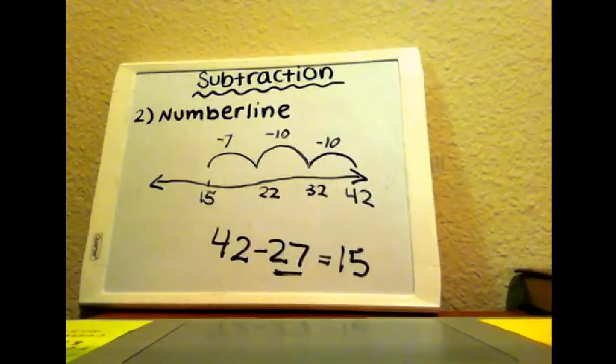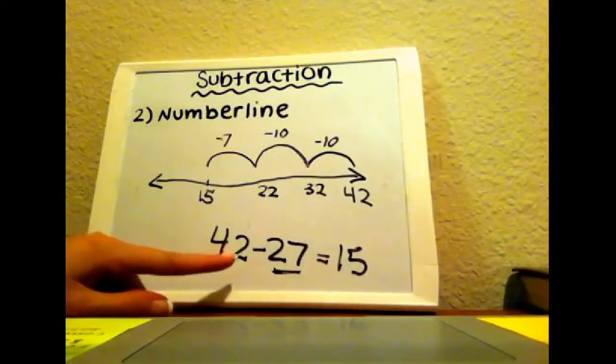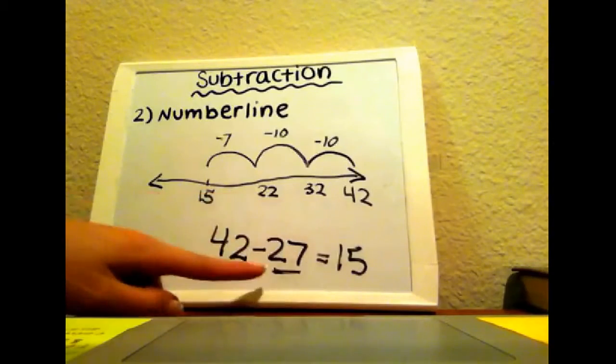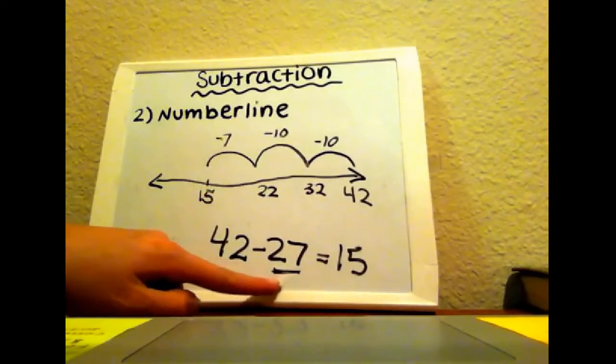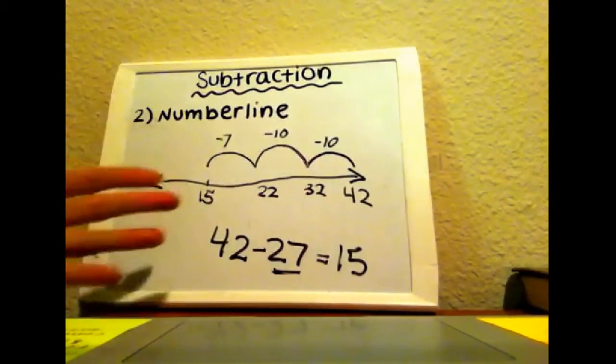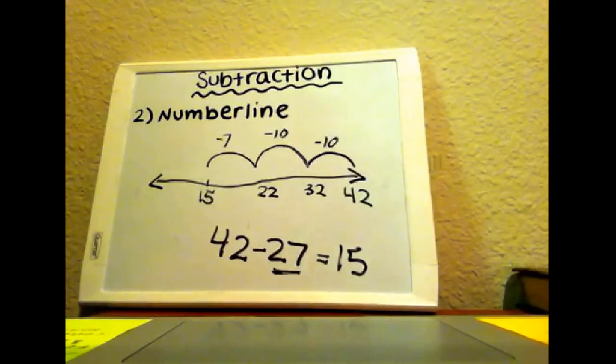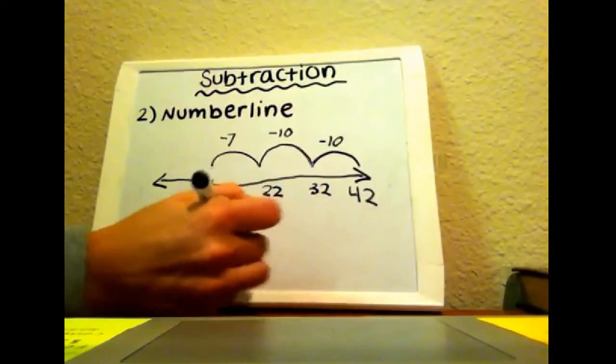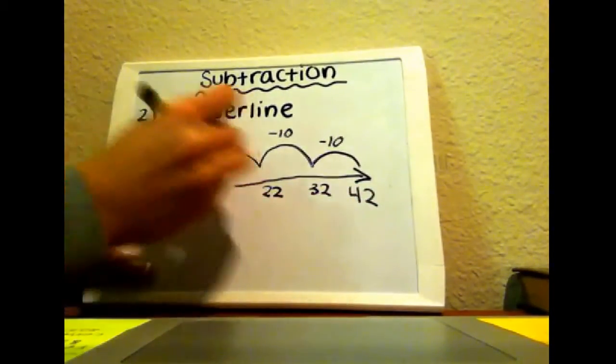So again, if you're dealing with bigger numbers, both two-digit numbers possibly, you just start at the bigger number that you're subtracting from, and then you can break up the number you're taking away. Instead of counting it by ones, you can break it up into tens, into fives, or however is most convenient. So to do an even more complex problem, we're going to deal with numbers in the hundreds.